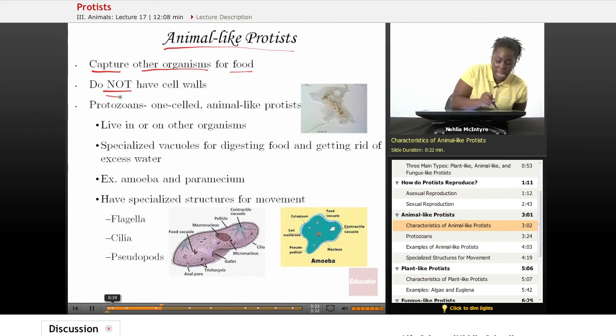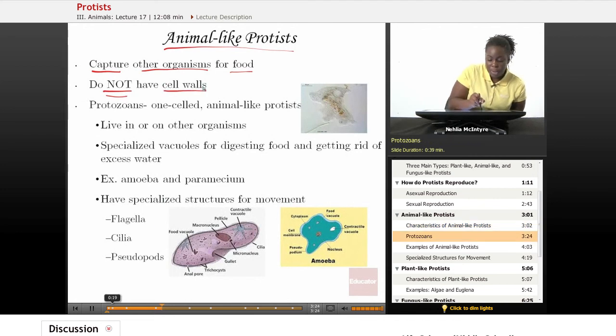They do not have cell walls. And they are called protozoans. That's another name for animal-like protists. Protozoans are one-celled animal-like protists, such as this amoeba that you see here.